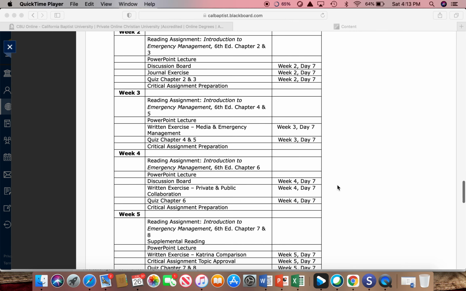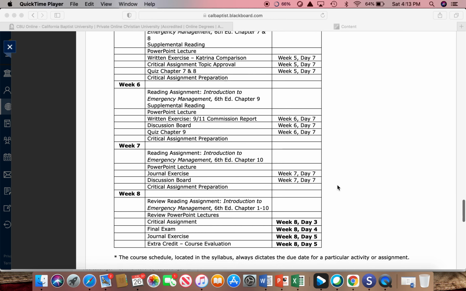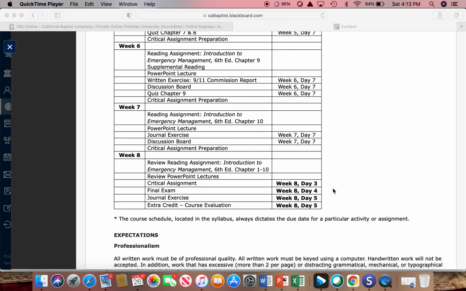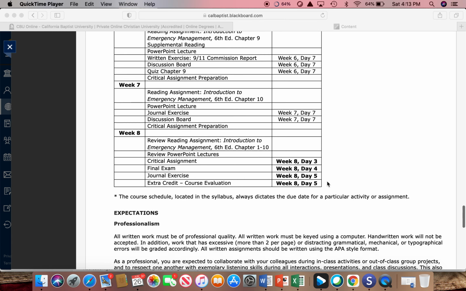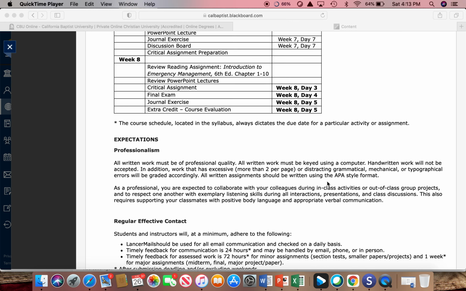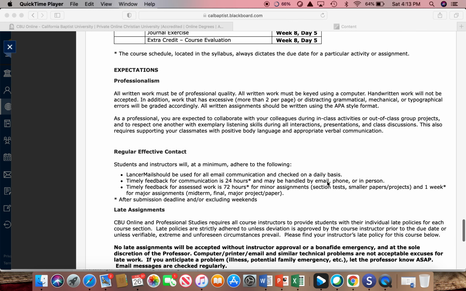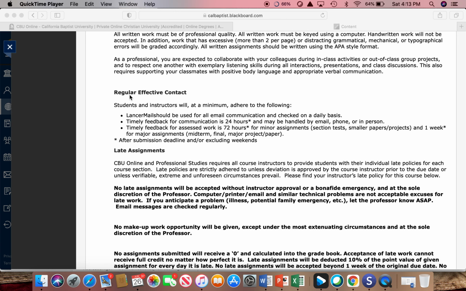You're going to see that this stands true each week, all the way up until week 8, where we will have a few assignments that need to be turned in earlier. That's because these need to be turned in, graded, and a final grade submitted so that you are done with this course and able to go on to your next course. But I will give plenty of reminders as we get into week 8 of the changes and the early due dates. Take some time and read through the expectations on professionalism. You can also read through the regular and effective communications.